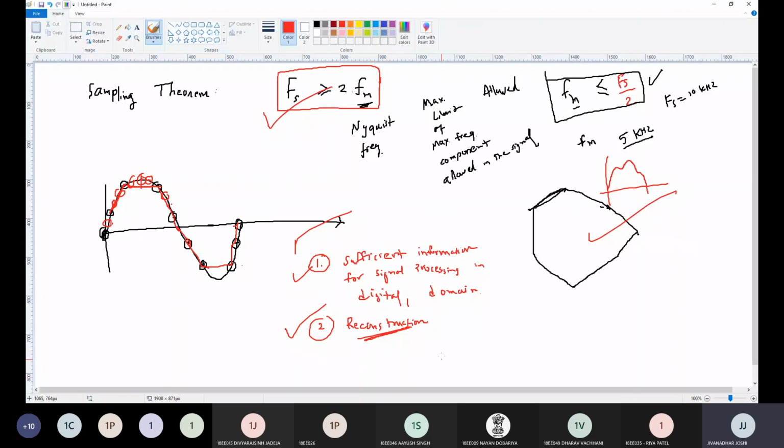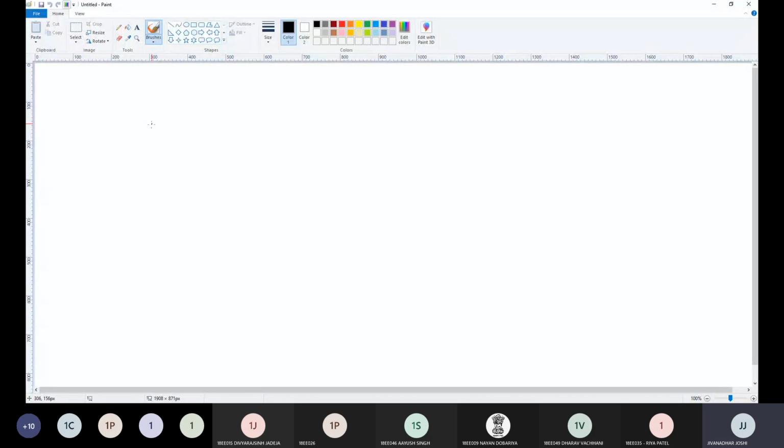Now let us leave the mathematics, let us leave the discussion about reconstruction for the time being, and let us talk about the first objective, sufficient information in the digital domain. Whether we will be able to represent it with sufficient accuracy and efficiency or not. So say x of t is a time domain signal, and it is given by 10 sine 2 pi f t. Let's assume that the angle phi is 0.